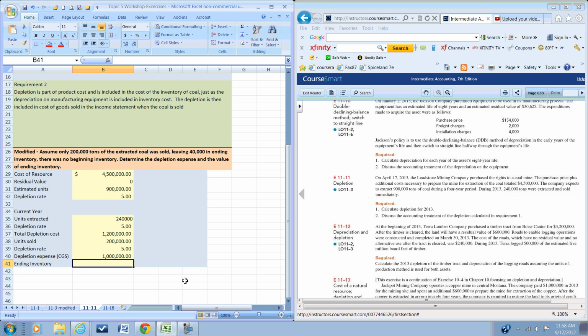The cost that will go into our ending inventory will be the tons that remain in ending inventory, which we said was 40,000, times our depletion rate of 5. So of the 1,200,000 in depletion cost, 1 million will show up on the income statement as part of our cost of goods sold. 200,000 will show up on our balance sheet as part of our inventory.